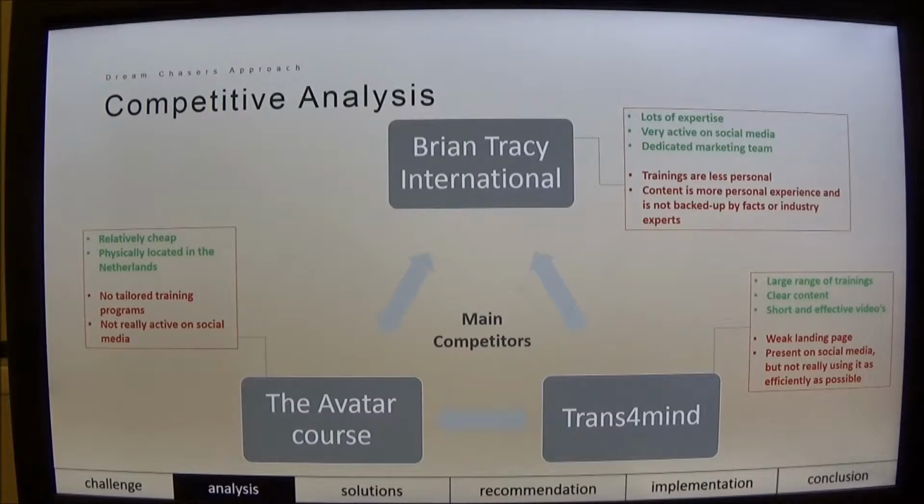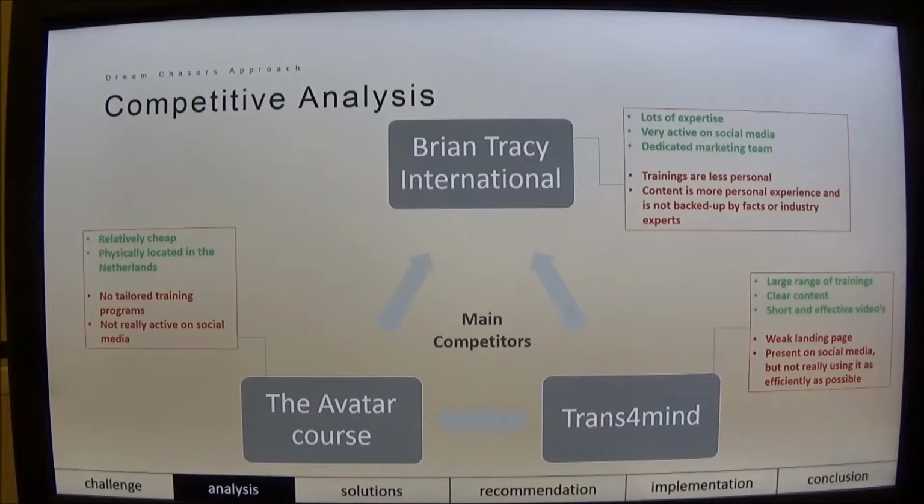Brian Tracy is really big, but as they are that big, the trainings are less personal, so there is no real personal connection with the person taking the training. Transform Mind and the Avatar course are relatively cheap. They have quite clear content, but their social media and online presence is really weak. That's really where they are lacking.